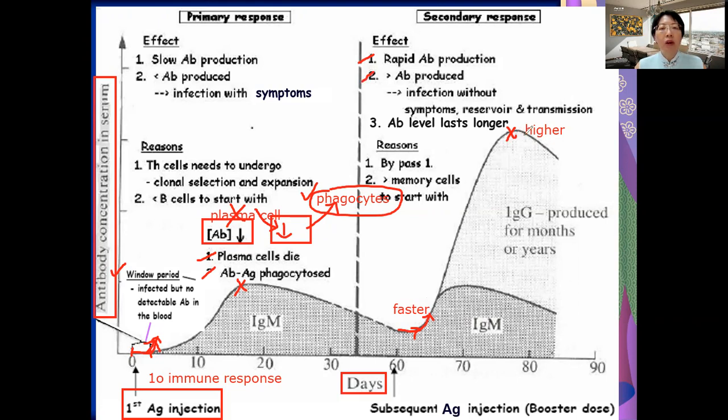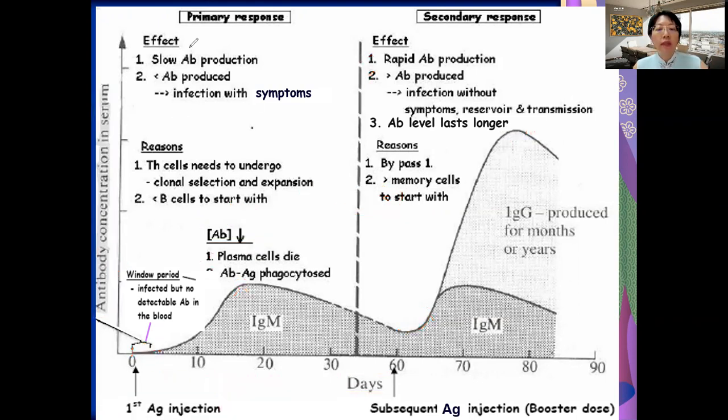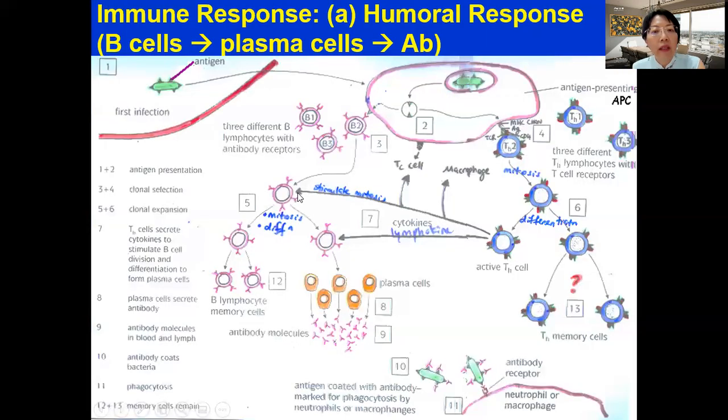Okay, I'll explain the rest later on. So why faster and higher? That has to do with memory cells. So what does the memory cell do? We use the previous slide to explain. I think it's easier here, okay?